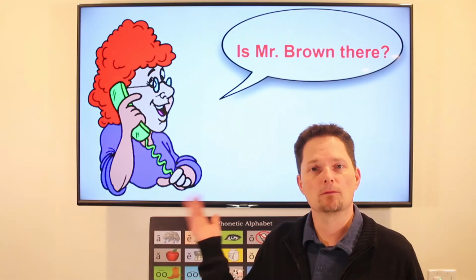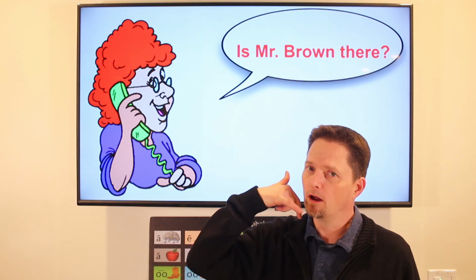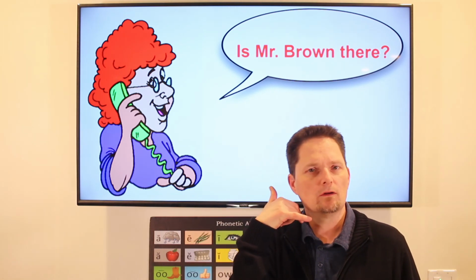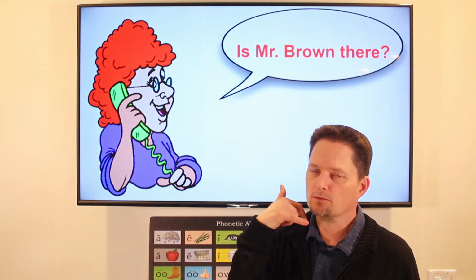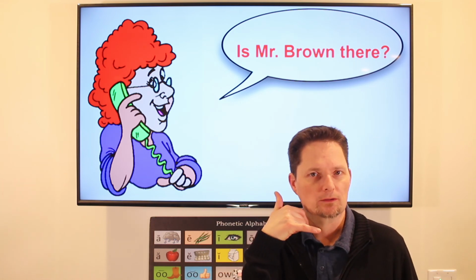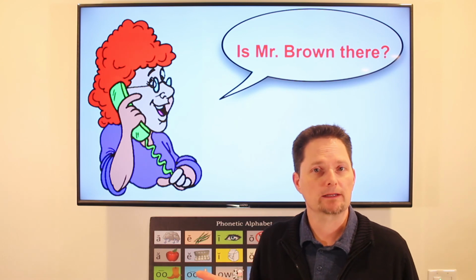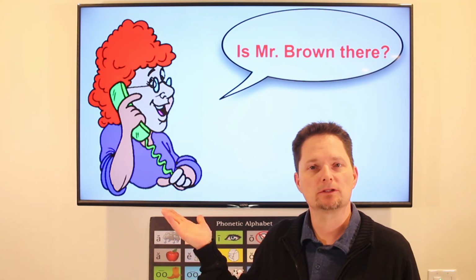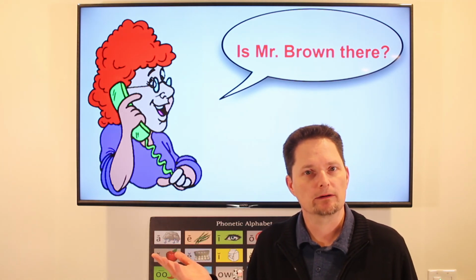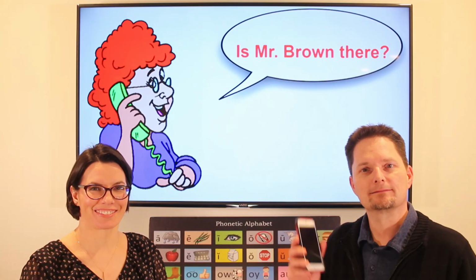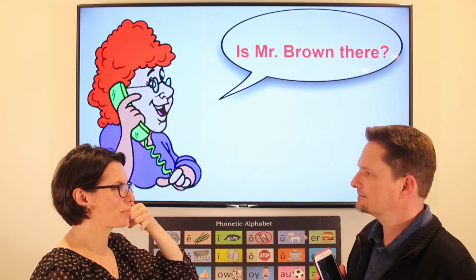Very good. And remember, if you call someone on the phone, we don't say, can I speak with Mr. Brown? Or can I talk with Mr. Brown? It's formal and not common. It's correct, but not common. It's better to say, is Mr. Brown there? Let's practice. Hello, is Mr. Brown there? This is him.